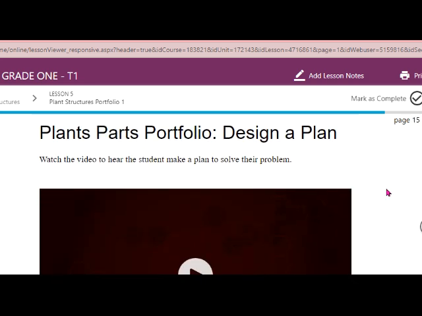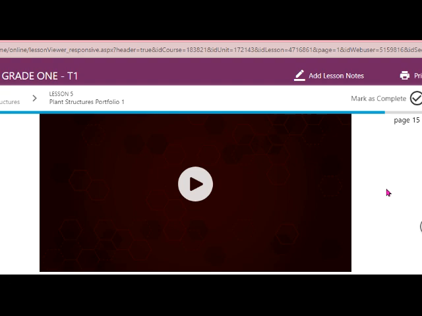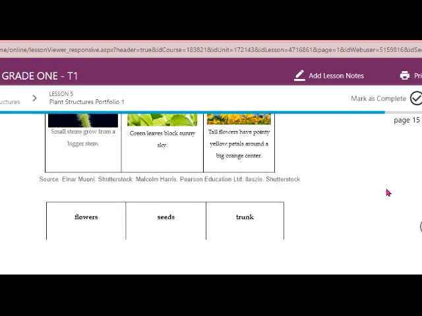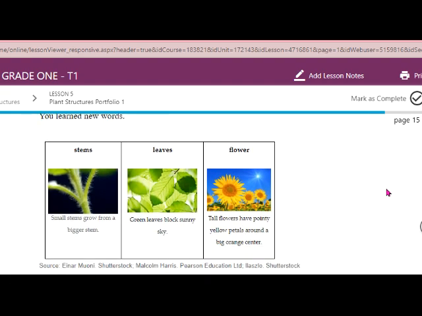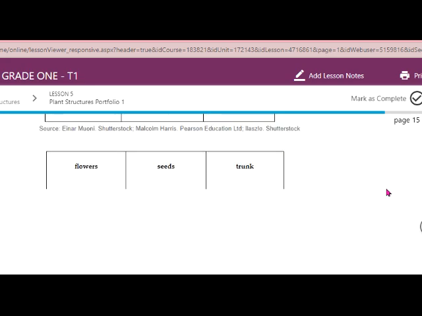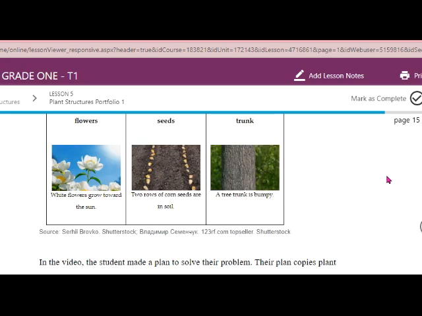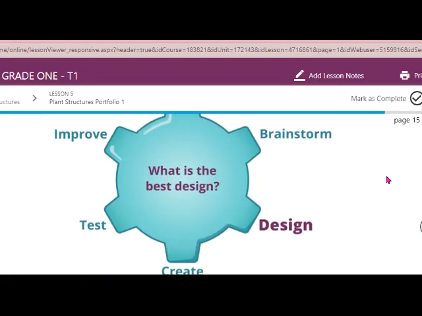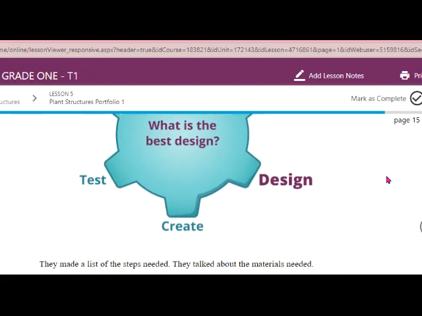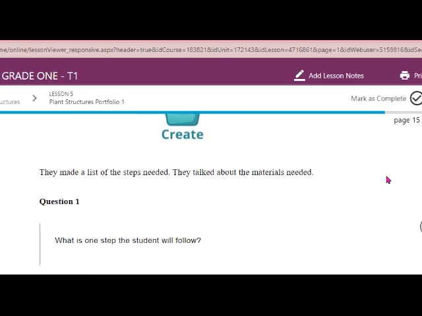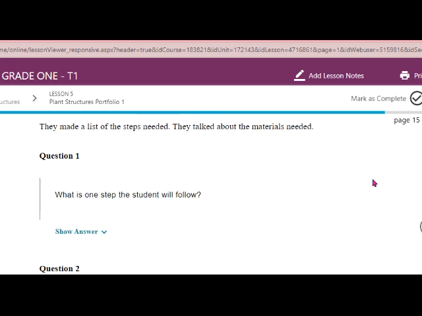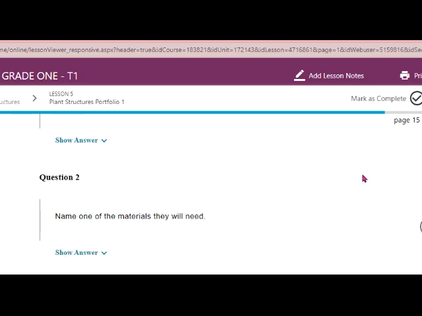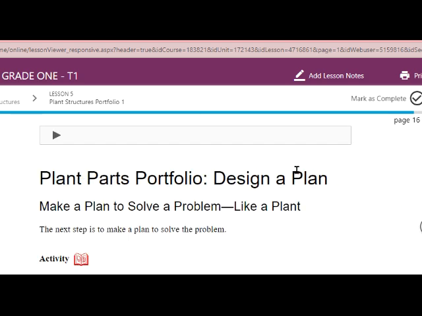Here's a video that you can watch. It's going to go over how to make a plan and a plan that another student had made. Here are some neat new words about different plant parts that you might want to consider when you were thinking about how you could solve your problem. All right, so now we're on the design portion of this process. What is the best design? You can make a list of the steps needed and you can talk about the materials needed. Make sure you go over these questions with your learning coach while you're thinking of your own design.